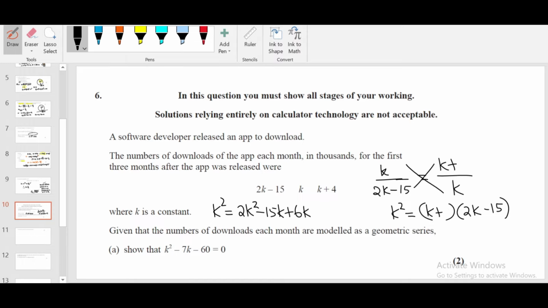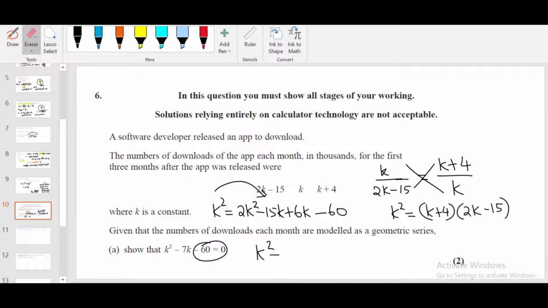That's why you cannot get 45, you should get 60. So it's k plus 4, minus 60. You can put everything on this side. 2k squared minus k squared is k squared, minus, and 4 times 2 is 8k, right? Sorry, that's not 8k, that's minus 15k. Then plus 6k becomes minus 9k... so you'll get k squared minus 7k minus 60 is 0.